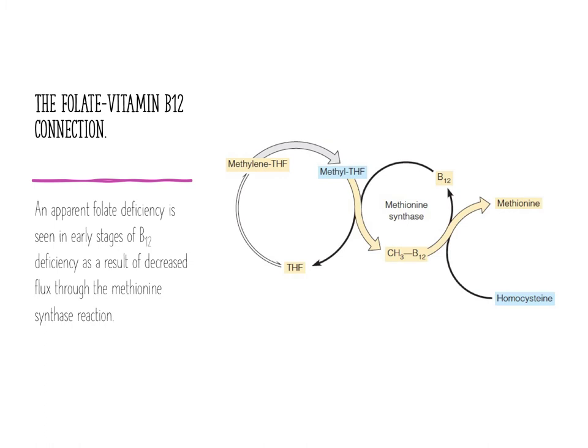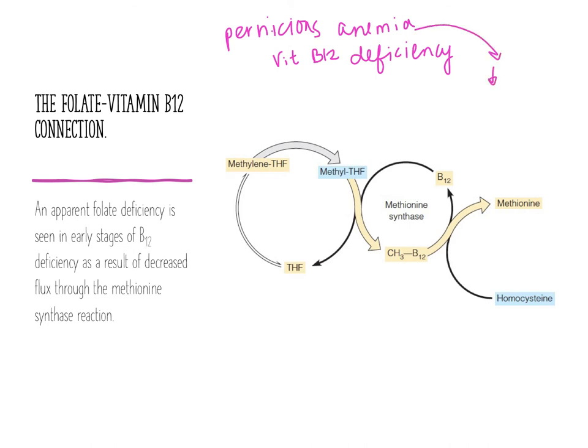In particular, I want to talk about the connection between folate and vitamin B12 as it relates to a particular disorder called pernicious anemia. Okay. So pernicious anemia is essentially a vitamin B12 deficiency that leads to anemia, or decreased mature red blood cells. And it can also cause neurological damage.